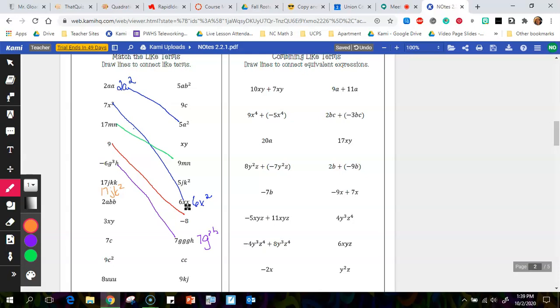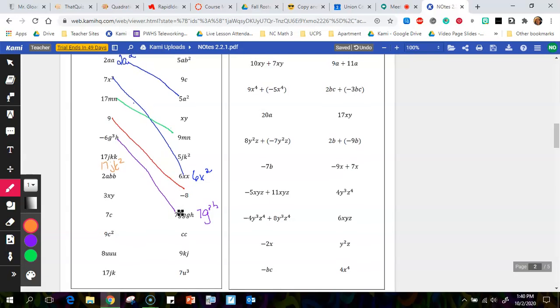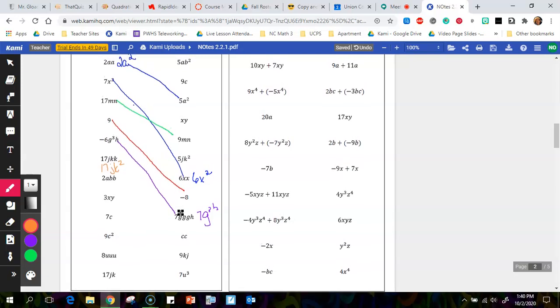17jk squared. So let's see if we have a jk squared. Maybe it's down here. Oh, there it is. I see it. Okay, right there. 3xy. There's xy. So that one. 7c. Let me get the red. 7c. Now you see you have a cc here, but that's c squared. So that's not the same. 7c and 9c. C squared, okay, so that 9c and the c squared match.